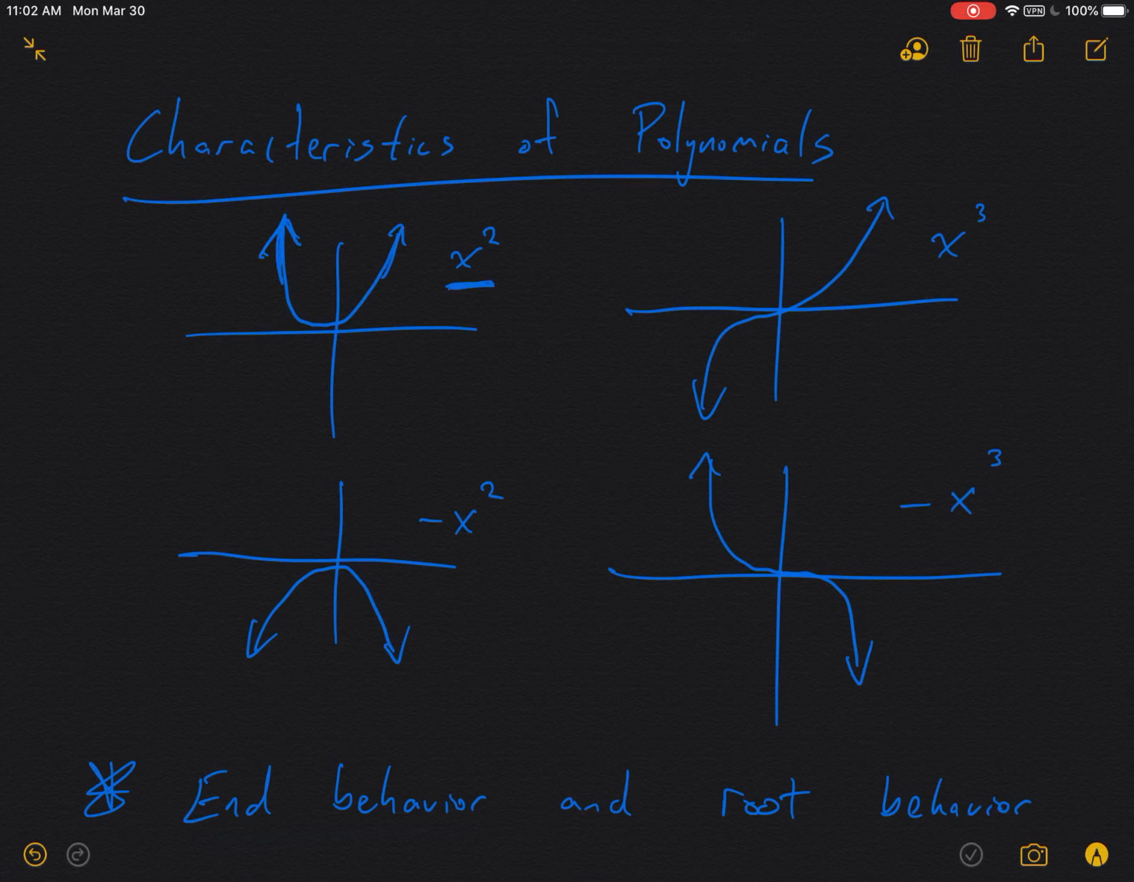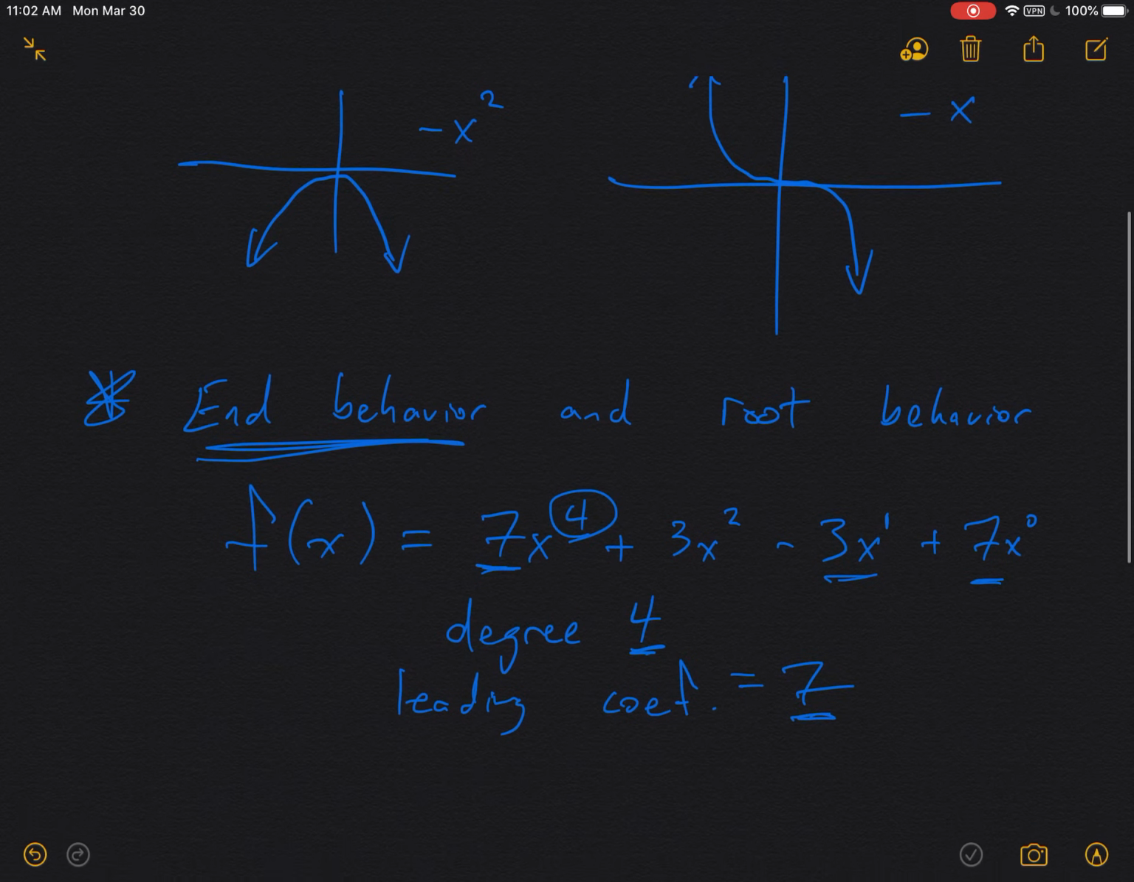And what I mean by end behavior is just what the graph looks like on the far left side and on the far right side. So I'm not really talking about what the graph looks like on the interior here. I'm just talking about what it will look like if we go to the far left side or the far right side.